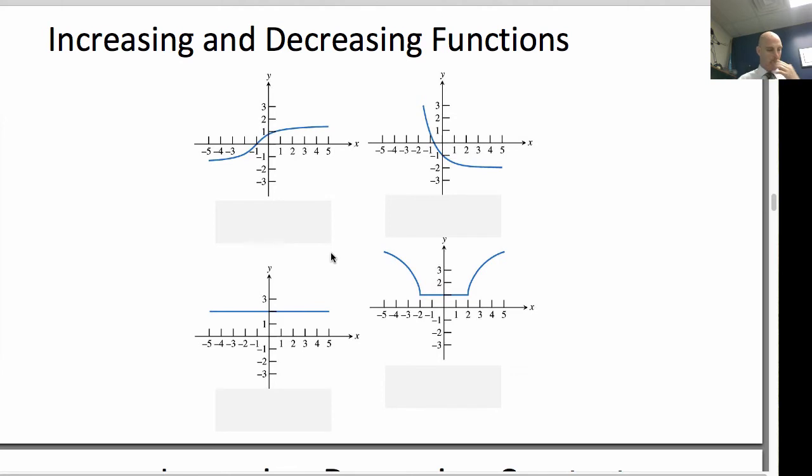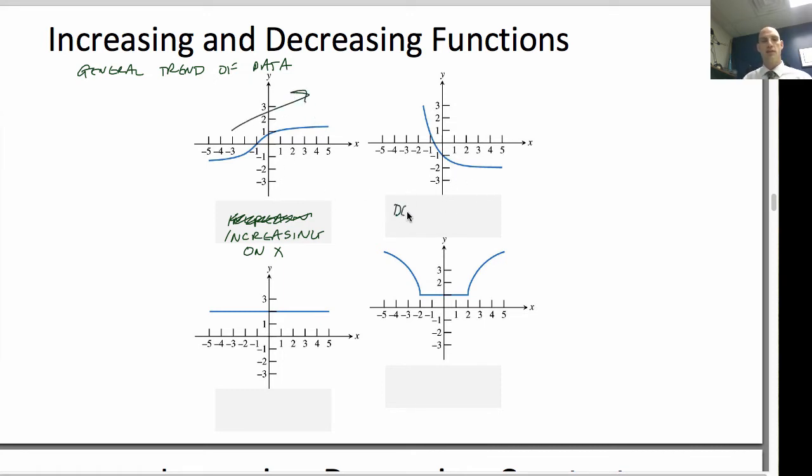Increasing and decreasing. Okay, increasing and decreasing functions talk about the general trend of the data. Is it going up? Is it going down? Is it doing neither? Okay, so this one is increasing. We say increasing on x. So for the whole domain, it's increasing. It's going up to the right. Okay, up and to the right.